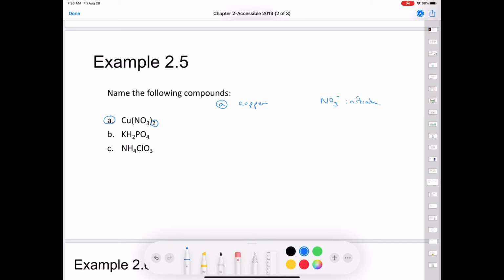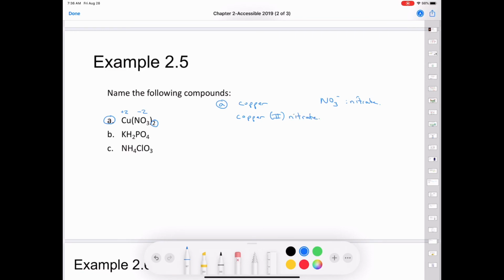Now, again, that nitrate has a -1 charge, but there are two of them. So if I take 2 times the -1 charge of a nitrate, that gives me an overall charge of -2 over here. So that tells me that my copper must be +2. And so the way that I would name this compound is, since copper is a transition metal, I would say that this is copper(II) with my Roman numerals, nitrate.